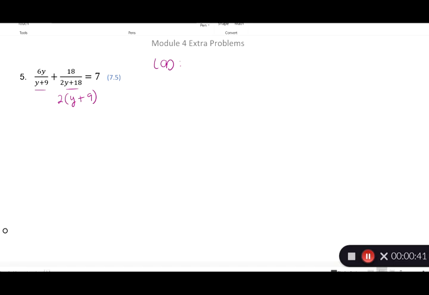So now you can see that the first fraction's denominator is a factor of the second fraction's. This y plus 9 is already there. So the first one would just need a 2. So our LCD would be 2 times y plus 9.